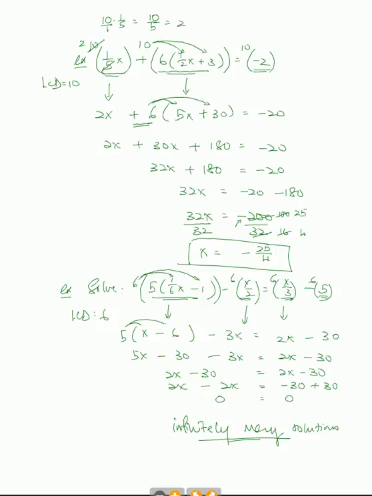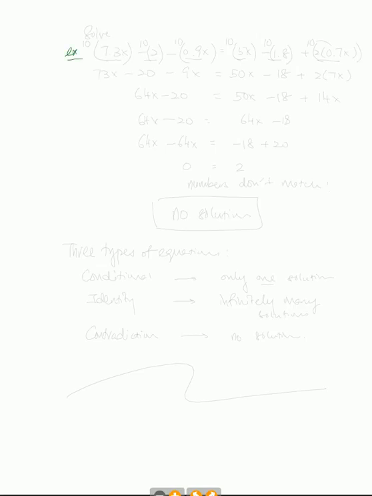There's yet another type where it's also going to be something strange happening. Let's see this one. Can you solve 7.3x minus 2 minus 0.9x equals 5x minus 1.8 plus 2 times 0.7x? Now in this example, let's count. There's 1, 2, 3, 4, 5, 6 terms.